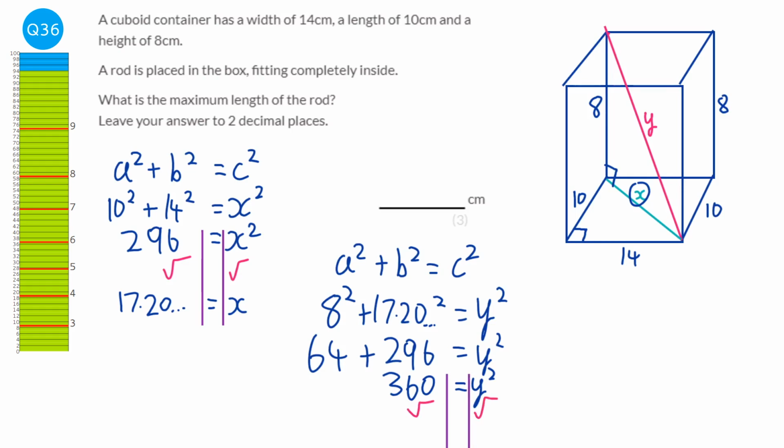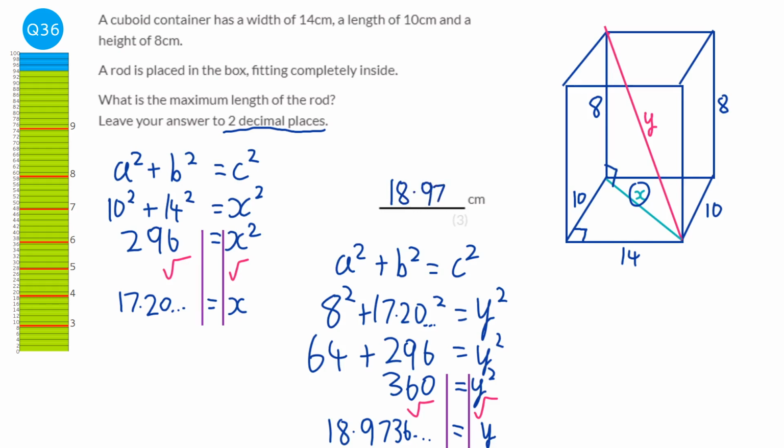So I'm going to square root this, and it gives me the answer of 18.9736 blah blah blah equals y. Now it says it wants the answer to 2 decimal places, so it would be 18.97 to 2 decimal places.